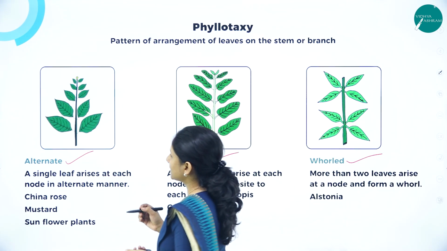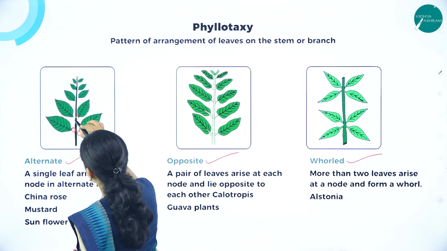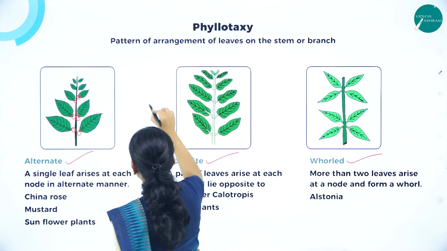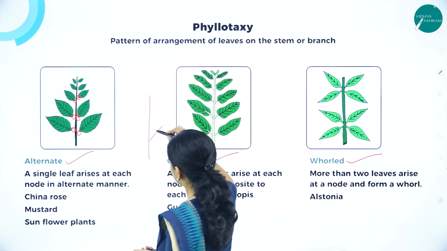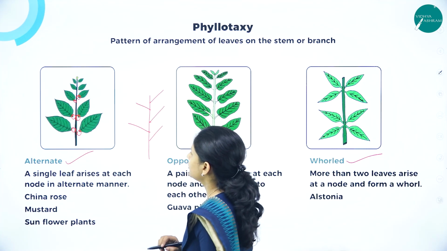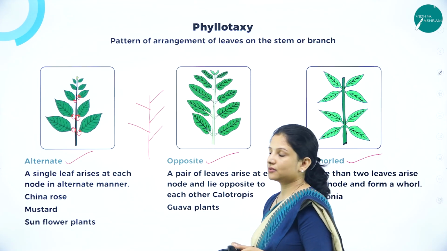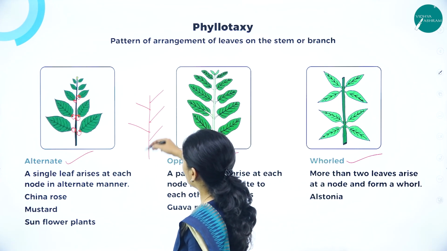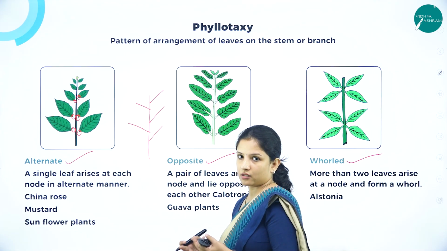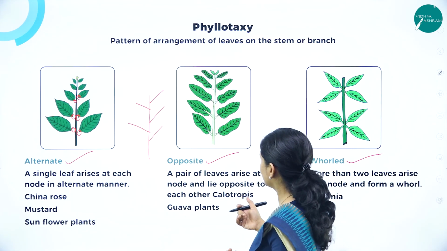Alternate. Here you can see the petiole. One is here and the other one here. Here, here. This is alternate. So it will be like this. If one leaf is here, the other one will be here, the other one here, here. So, a single leaf arises on either side of the midrib or the rachis or the stem in an alternate manner. So, that is called alternate leaf arrangement.